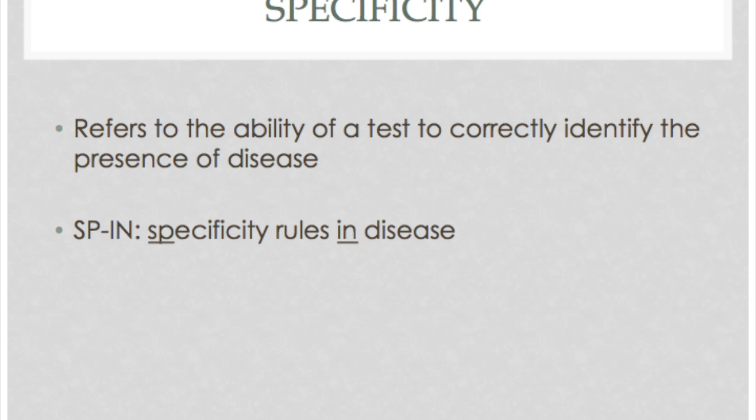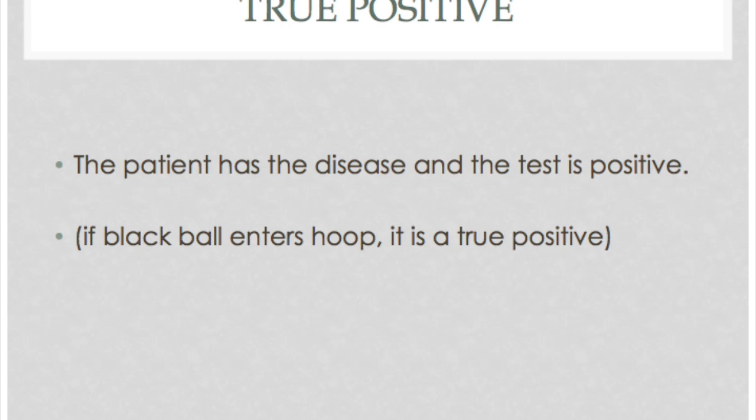Specificity refers to the ability of a test to correctly identify the presence of a disease. Therefore, specificity rules in a disease. One outcome of a test is a true positive. This is when the patient has the disease and tests positive for the disease.